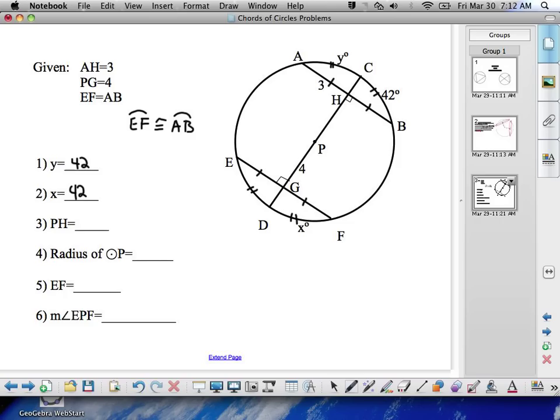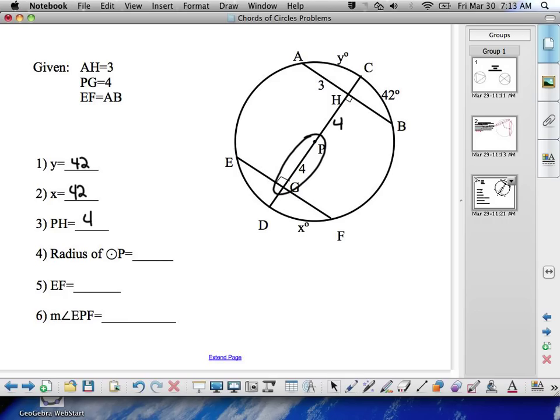PH. How long would PH be? Well, again, since the chords are congruent, we know that the chords are the same distance from the center. If EF is 4 away from the center, then AB would be 4 away from the center, so PH would be 4.